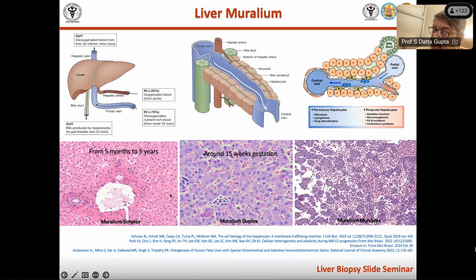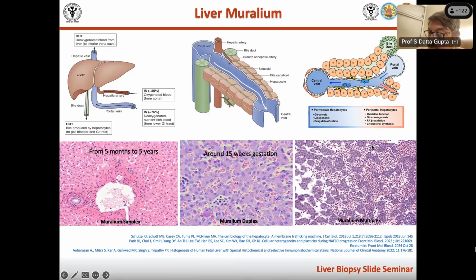By about 5 years of age, they all become one cell thick. If you find two cells thick, it is seen in regenerating liver, cirrhotic liver, regenerating nodule. If it is three or more, it is HCC. So in HCC, it replicates what you see in the fetus. In regenerating liver, it replicates what you see at a younger age.